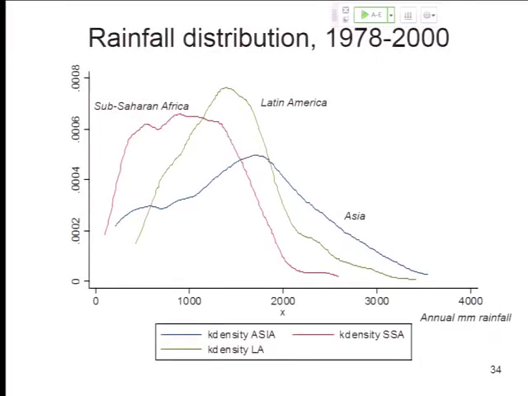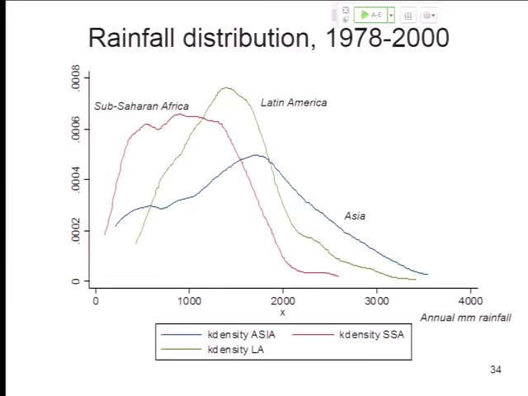The red line here is sub-Saharan Africa, the green line is Latin America, and the blue line is Asia. Now, can people see it or should I turn off the lights? Can you kind of see it? You can see it okay? Nice. Good. Okay, what do you see here? How would you characterize these patterns? Which region has the highest mean rainfall of these three? Looks like Asia, right? I mean, the mode is shifted, the peak is shifted to the right, the tail is much thicker.